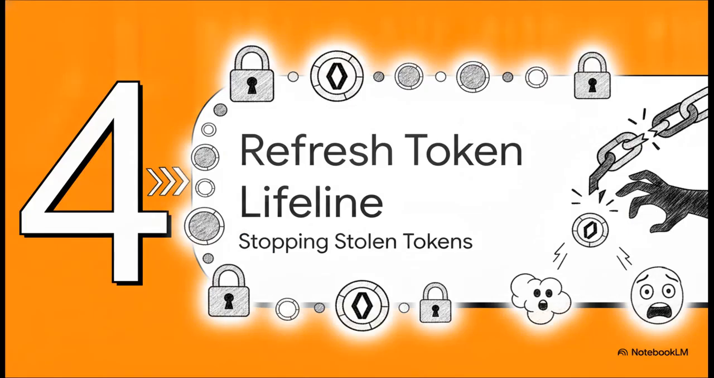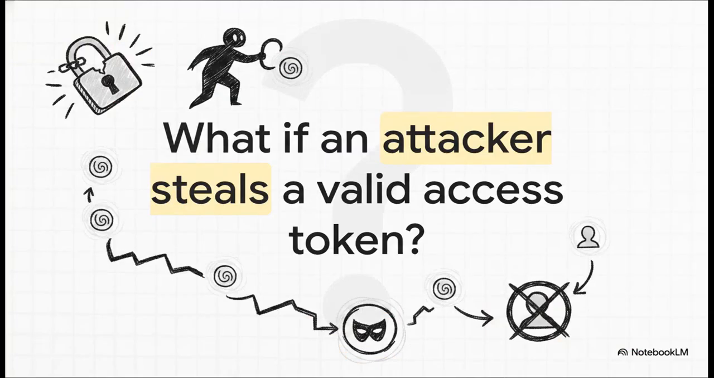Okay, Section 4, the refresh token lifeline and stopping stolen tokens. So we have an unforgeable token. Great. But we face a brand new vulnerability. What if it simply gets stolen by a bad actor? I want you to use this question to evaluate your own systems.